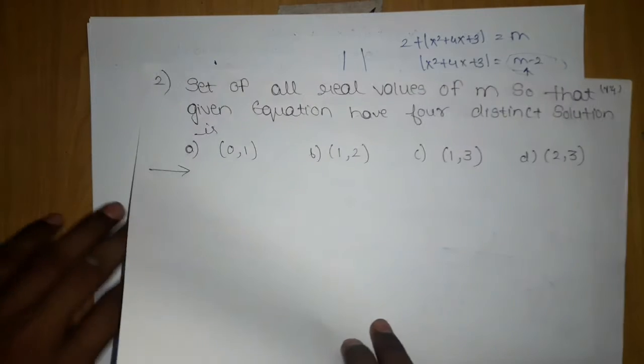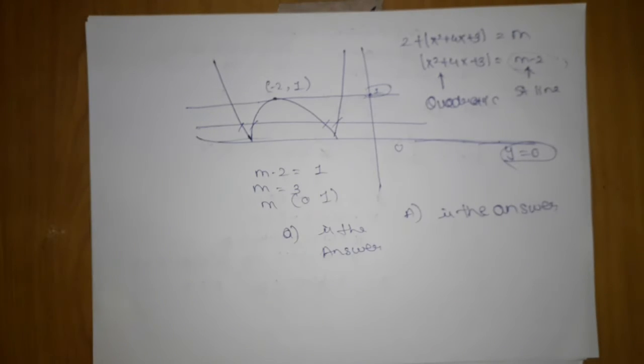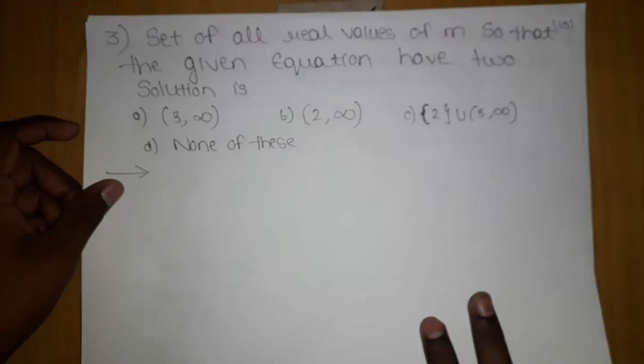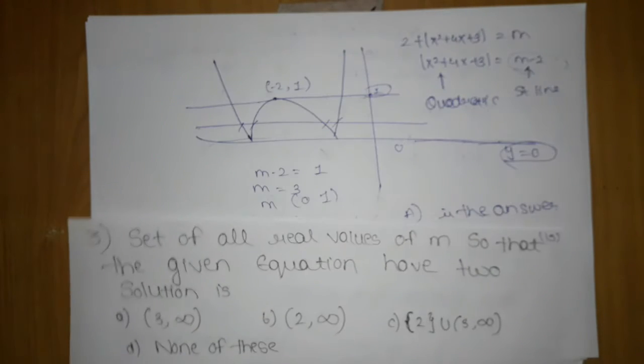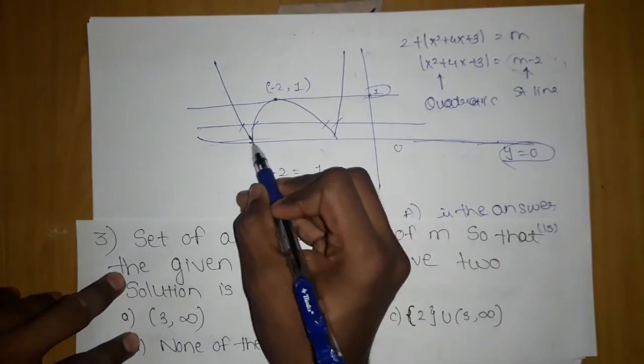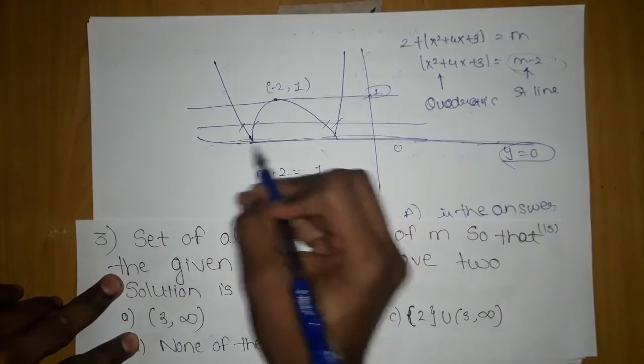Now let's check the third question from this comprehension. We have done the two questions. The third is as follows: the set of all real values of m so that the given equation has 2 solutions. And now this is taking the same thing again and again, as we told here.